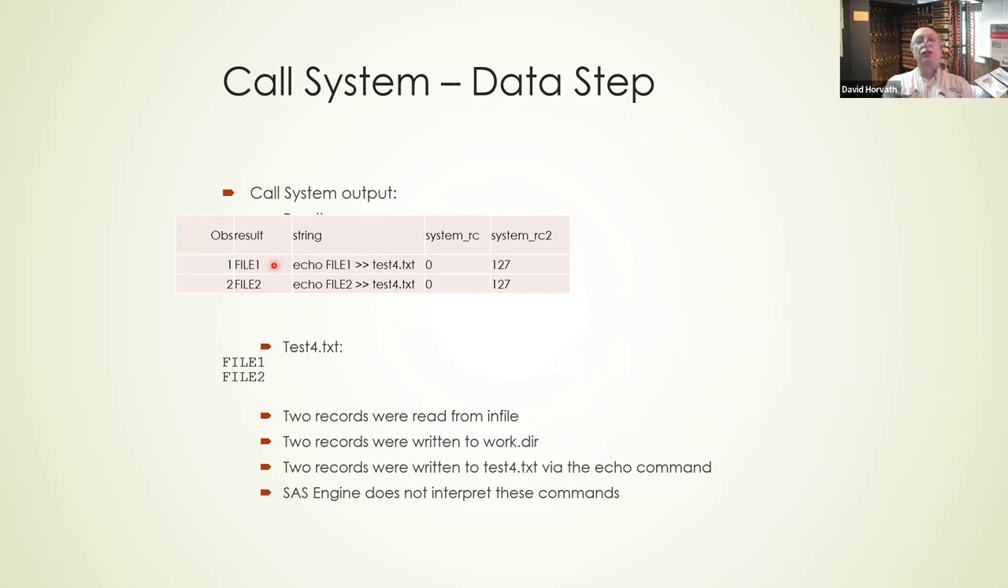And what I have is the name of the files, right? File one, file two, that's the result. The string that got executed was echo that file name, save the output to this file. The first system RC, the one for the echo command, is zero, we know it works. That wasn't in the log, but I do have a value that I can save. And then the second one, the failed command, is 127 as we expected.